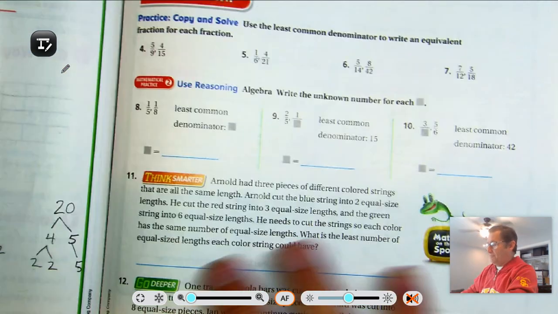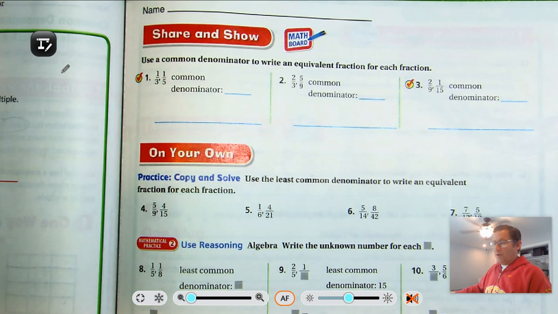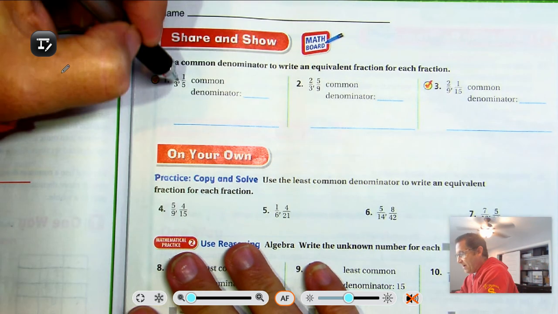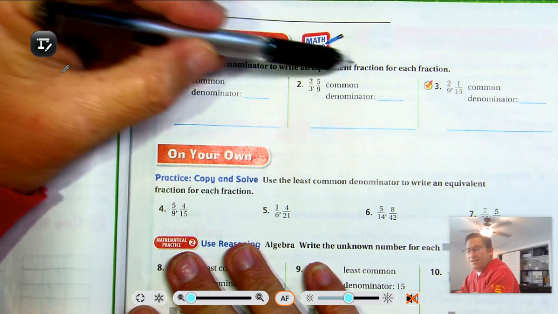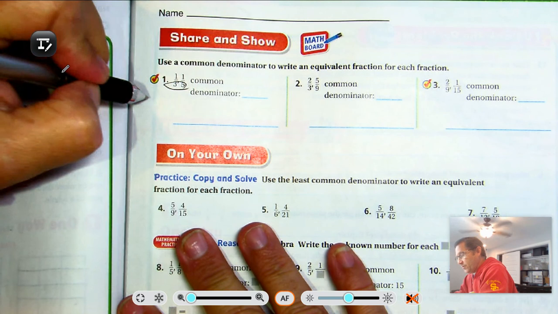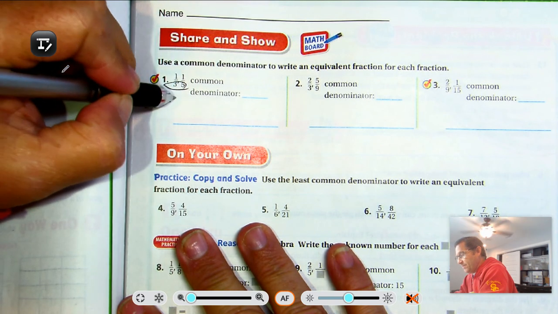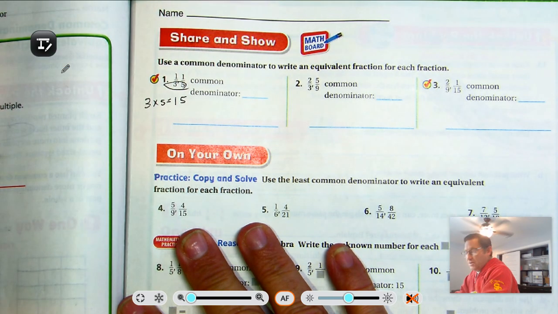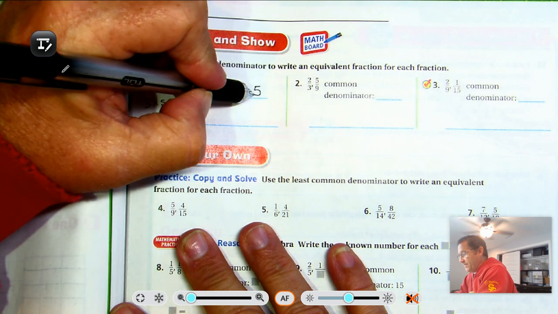So let's go ahead and practice some. Page 271. Use a common denominator to write an equivalent fraction for each fraction. All right, so 1/3 and 1/5. It doesn't say the least common. I just need a common denominator. So let's look at those. 3 times 5, 15. So a common denominator is 15.